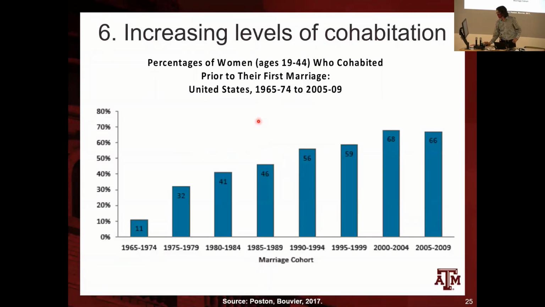Increasing levels of cohabitation. So again, only data for women between the ages of 19 and 44. And they are asked if they cohabited prior to their first marriage. Data from 1965 to 2009. And now women cohabiting with their partner before formally getting married, the percentage has been increasing a lot in these last decades, from 11 to 68 to 66%, right? So that's changes in values of the society.